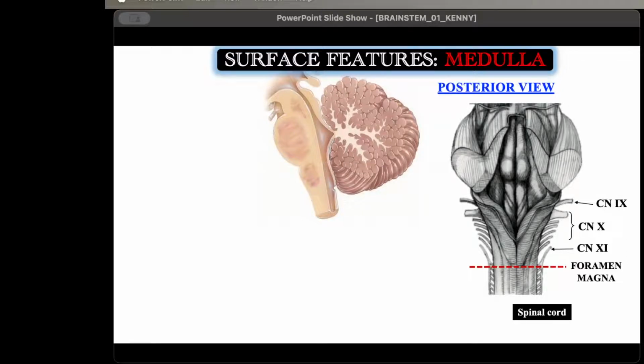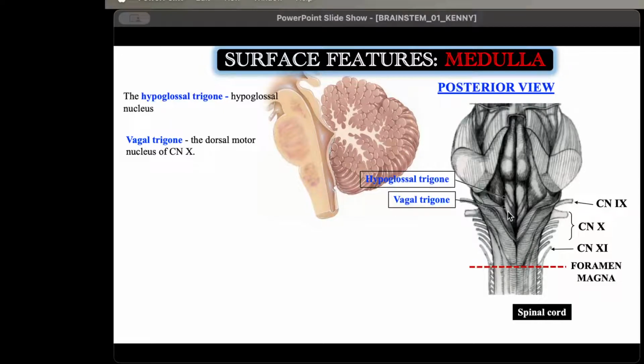That was the ventral view of the medulla. On the dorsal surface of the medulla, we can see the nerves that originate from the medulla, which we've already seen. Now we have some elevations here. This one, for example, is known as the hypoglossal trigone, which marks the nucleus for the hypoglossal nerve. And then this one here is the vagal trigone, which also marks the dorsal motor nucleus of cranial nerve number 10, which is the vagus nerve.